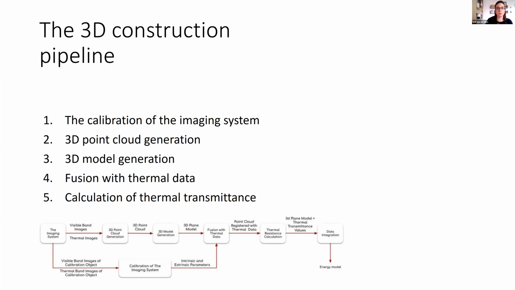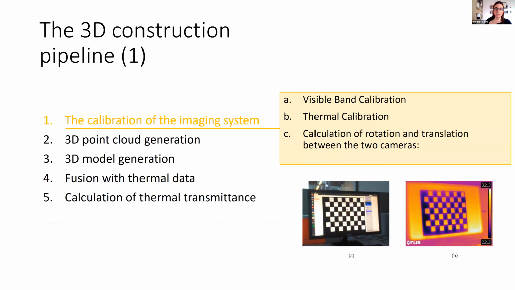The pipeline consists of 5 distinct steps. The very first one is the calibration of the imaging system. The first 2 sub-steps are visible band calibration and thermal calibration. Here we manufactured a checkerboard calibration object, and we calculated the intrinsic and extrinsic parameters for both of these cameras.